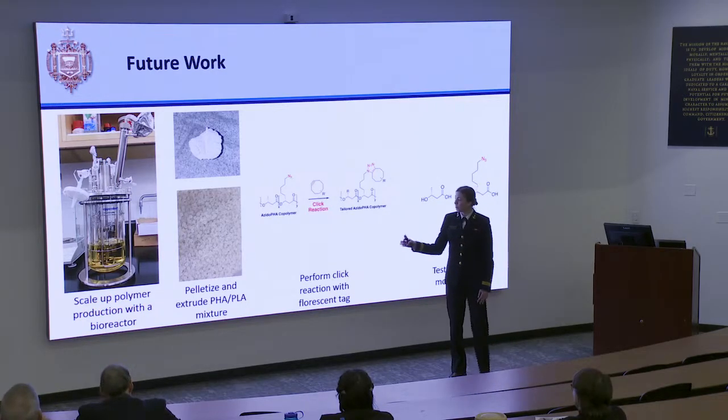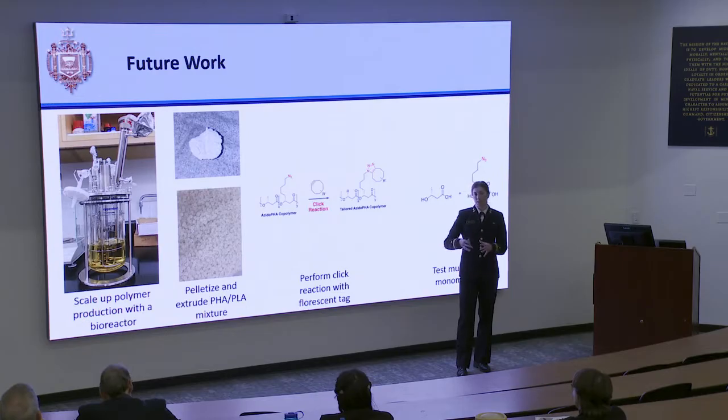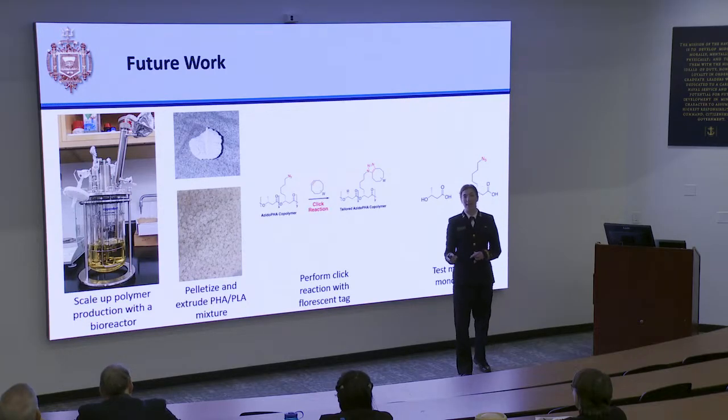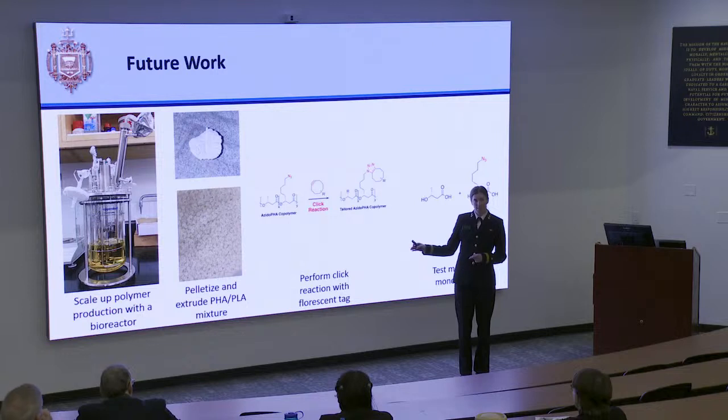Next would be exploring chemical blending. Right now I have chemically blended PLA with our azide polymer by dissolving it in chloroform and then resuspending it in methanol. However, the next step would be to pelletize it to create uniform pellets to be able to extrude and print with it.